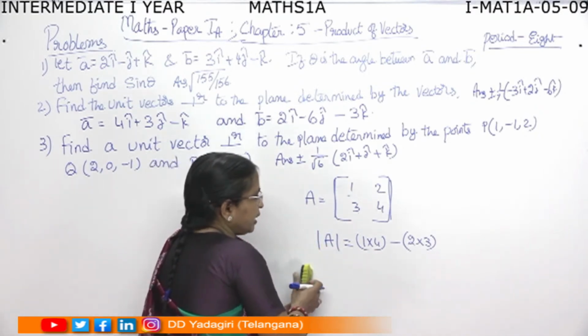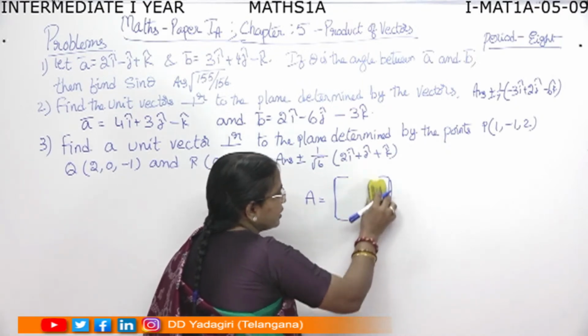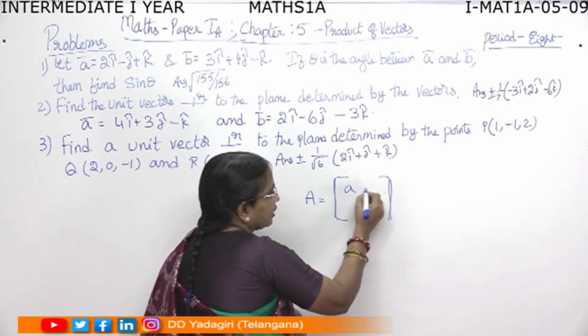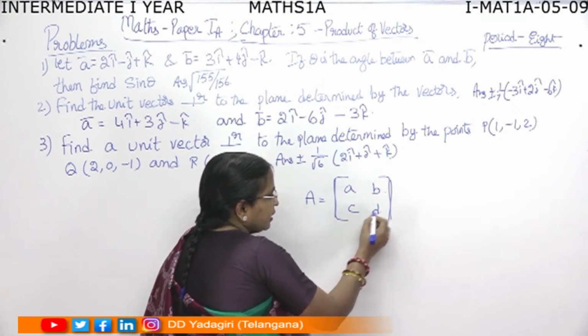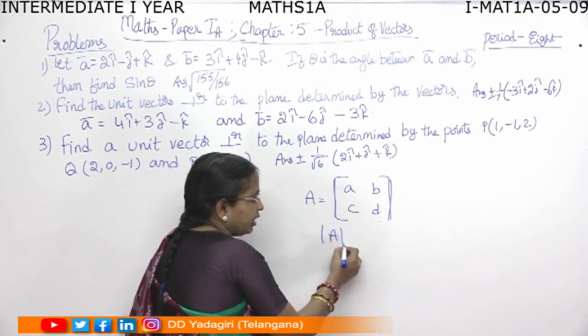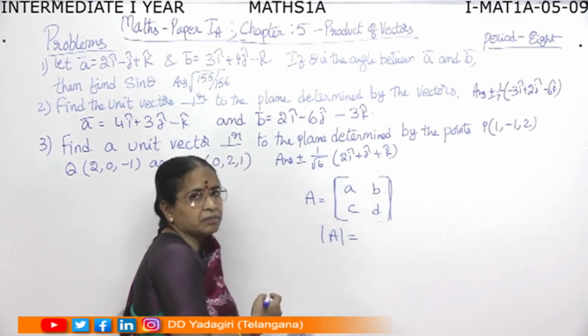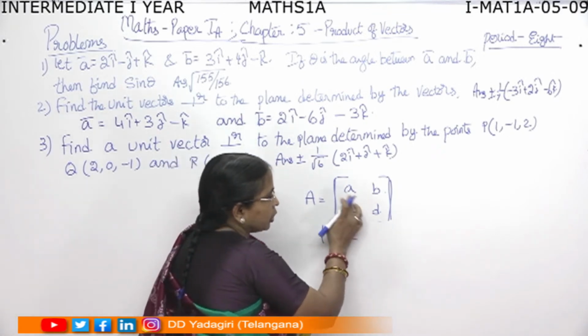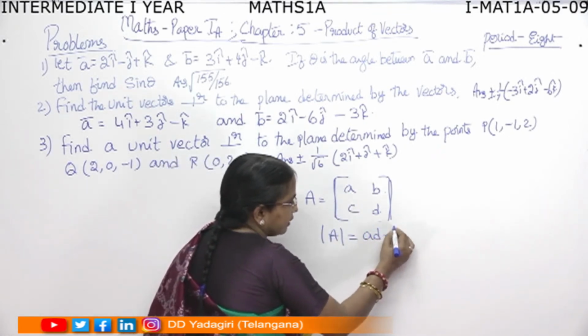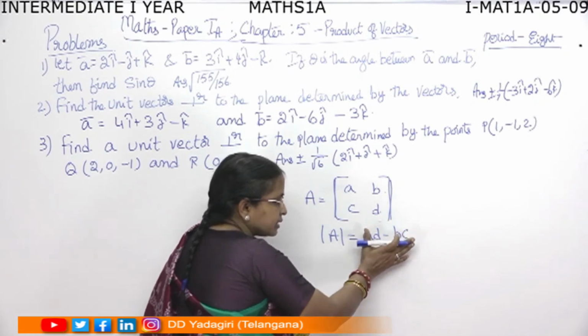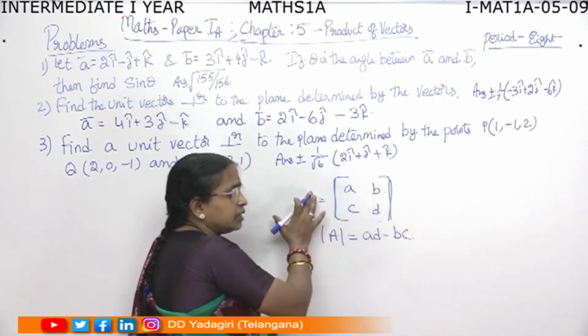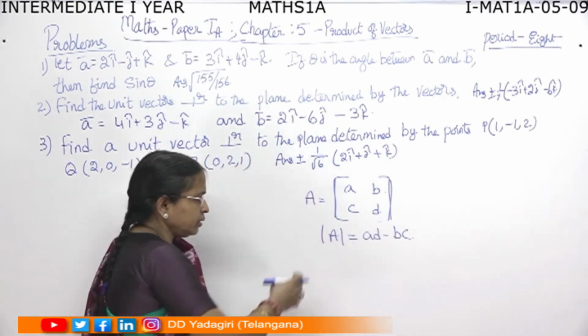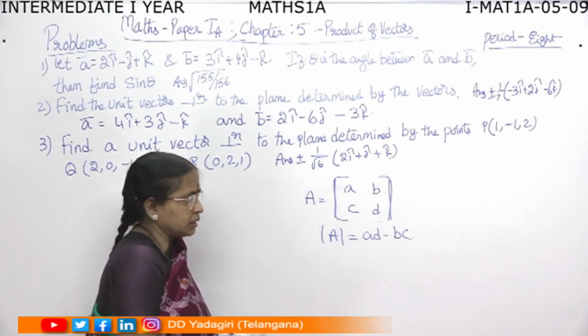So if instead of numbers, you have in general the letters A, B, C, D, then it is determinant of A. We denote it by this symbol. Determinant of A is equal to AD minus BC. AD minus BC. This number is called the determinant of A. This we already discussed in the last class.